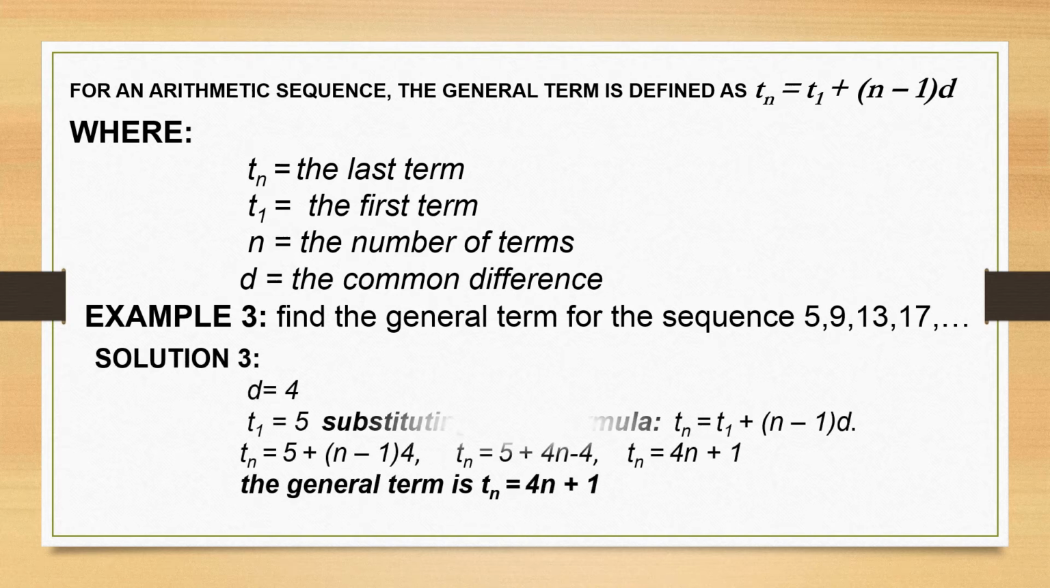So let us have first, of course, we have to get first the common difference. Then we will also identify the first term, which is 5. Then using that general formula, replacing those quantities, we have 5 plus the quantity of n minus 1 multiplied by the common difference. So simplifying, we get 5 plus 4n minus 4, because 4 times n is 4n, and 4 times negative 1 is negative 4. Then simplifying, we get now 4n plus 1 as the value of t sub n. Then that will be our general term.